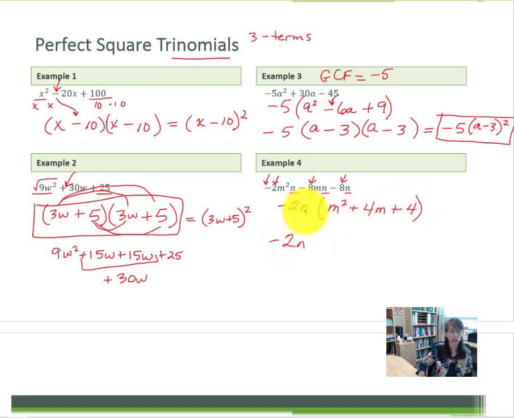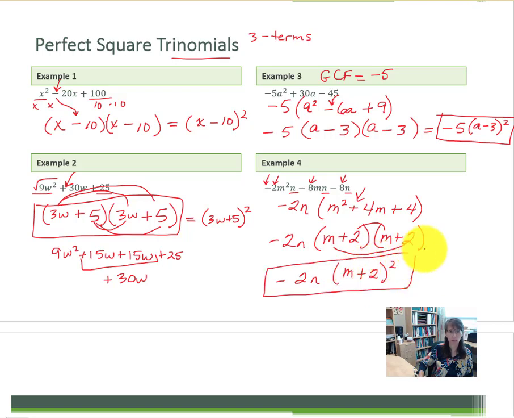Keeping our original greatest common factor, m squared is m times m. 4 is 2 times 2. And the only way to get a positive doubling in the middle is to use plus for both quantities. So that would make 2m plus 2m. That indeed matches 4m. So I would write my answer -2n times the quantity of m plus 2 squared. And now we have that one completely factored.